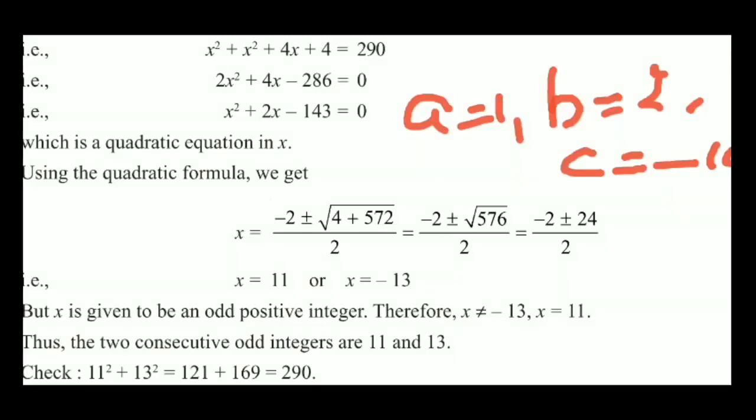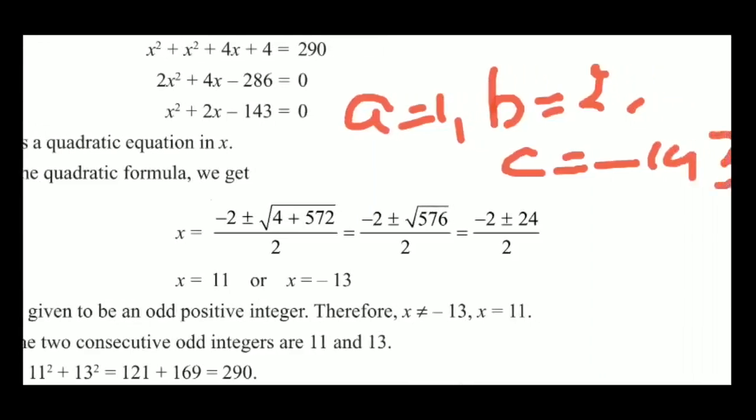When we put the values of a, b and c in this formula, you can see the value of x is equals to minus 2 plus minus under root 4 plus 572 upon 2, which is equals to minus 2 plus minus under root 576 upon 2, and the square root of 576 is equals to 24. Now you will get two cases, one for positive and one for negative.